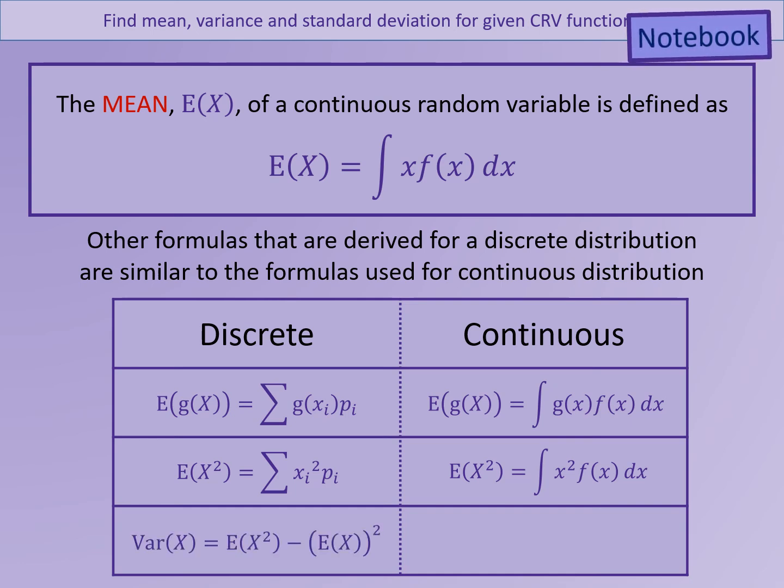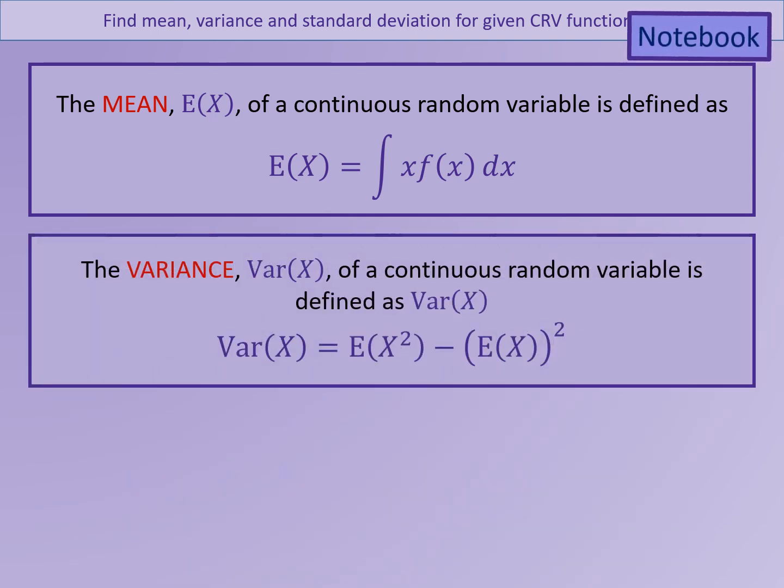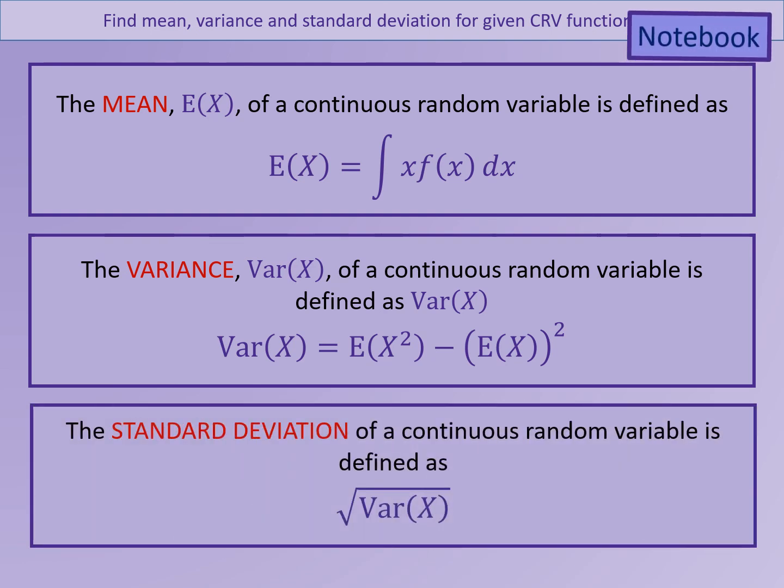And in the discrete case, the variance of x can be found by finding the expected value of x squared minus the expected value of x all squared. The continuous version is the same as this. The variance of a continuous random variable can be found using this formula. This is the same formula as it is for discrete random variables. The standard deviation can be found by finding the square root of the variance.